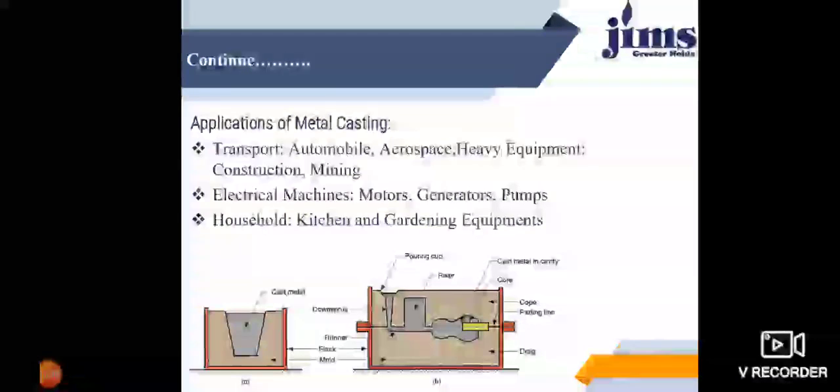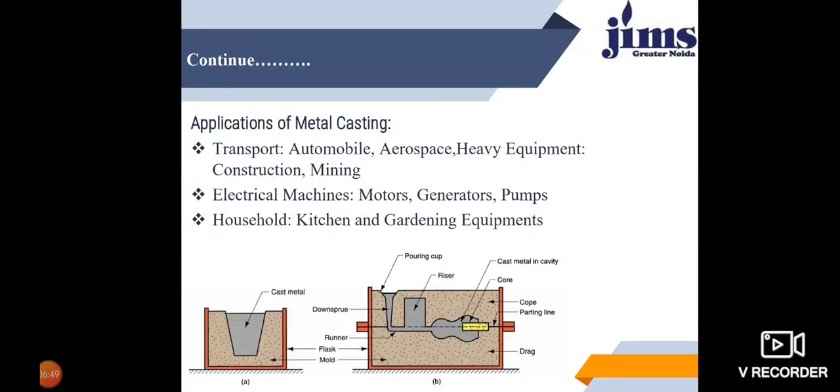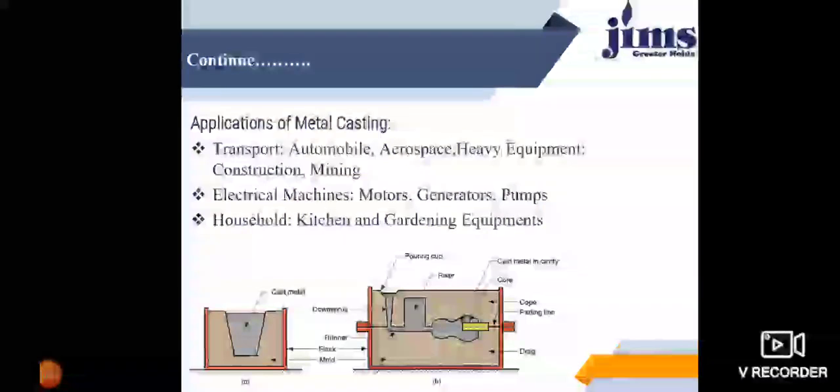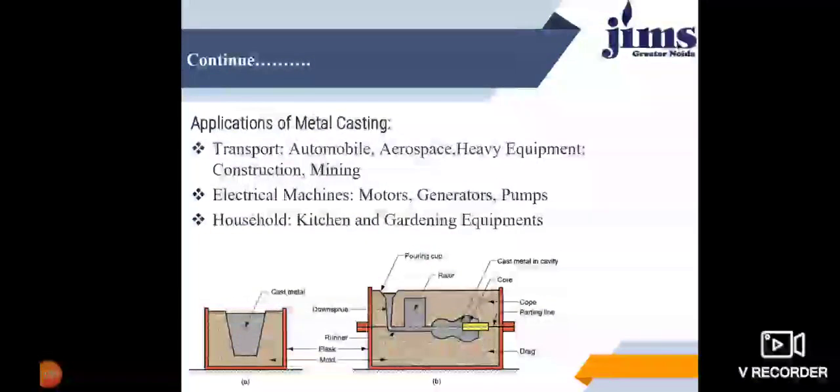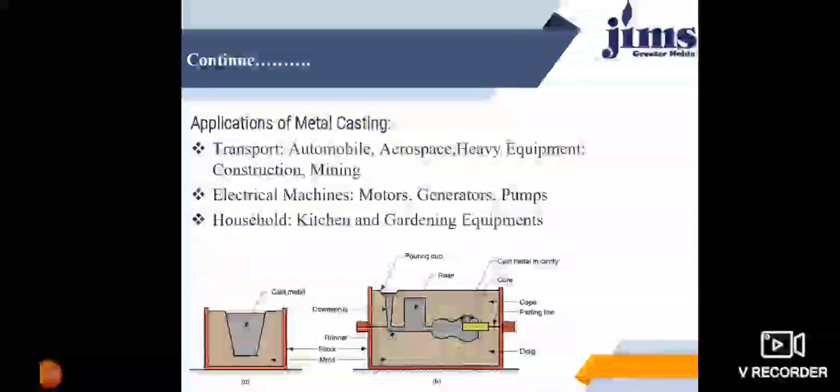Gating system is actually the set of arrangement through which all the metal casting process is made. So what are the elements of a gating system? We can say that there are 5 elements of a gating system: the pouring basin or pouring cup, then we have the sprue, then we have the runner, then we have the gate, and next is the riser, okay.